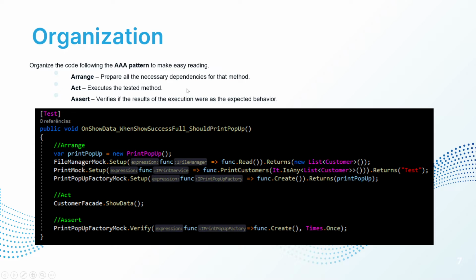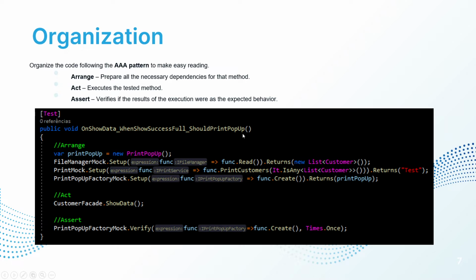Let's go into a little more detail about the unit test itself. It's a good practice to make the unit test more readable, so we create it on this pattern here, the AAA pattern: arrange, act, and assert. In the arrange part, we are responsible just for setting what we need. In this case, we are expecting that when show data, when show successful, should print pop-up.